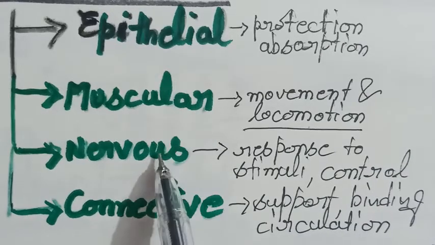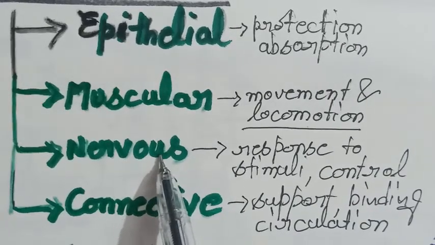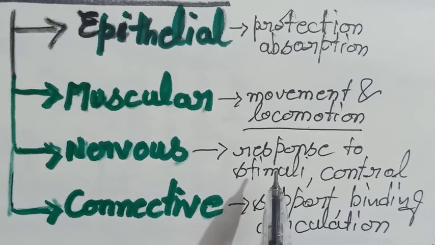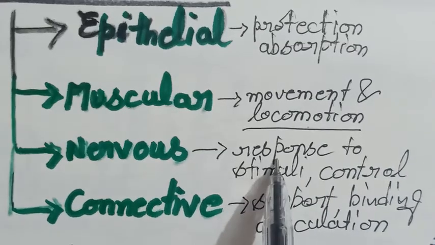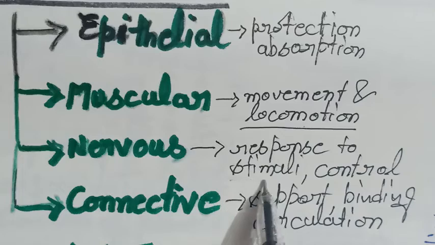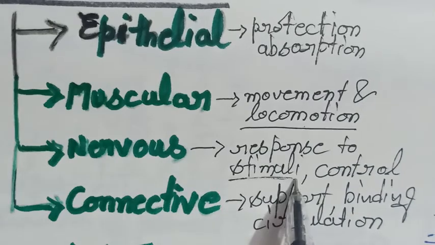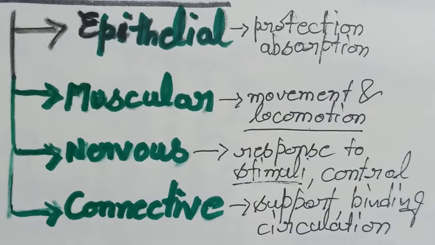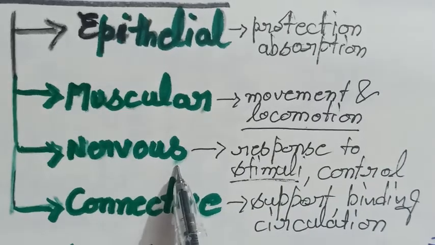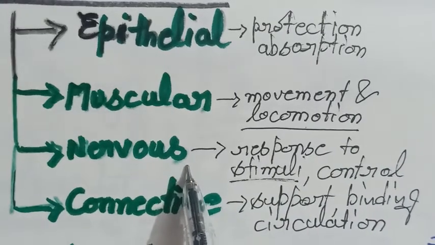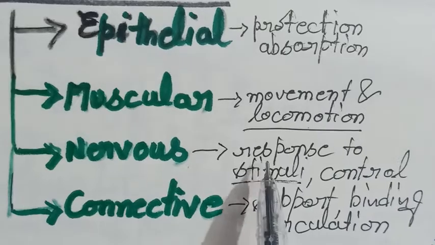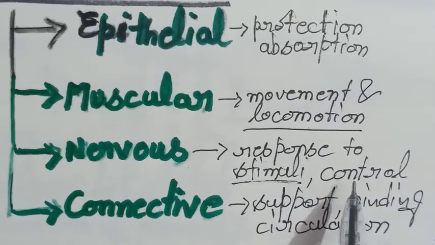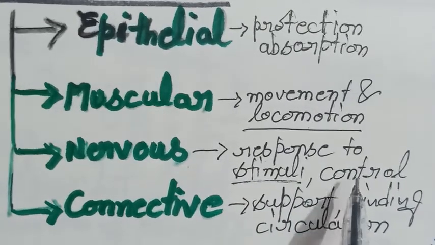The next one is nervous tissues. Nervous tissues help us to show any response towards any stimuli. Stimuli is a change in environment, means a sudden change in temperature, change in pressure or anything. That change is perceived by nervous tissue, and we respond to that particular stimuli, and also it helps in control and coordination of various things.